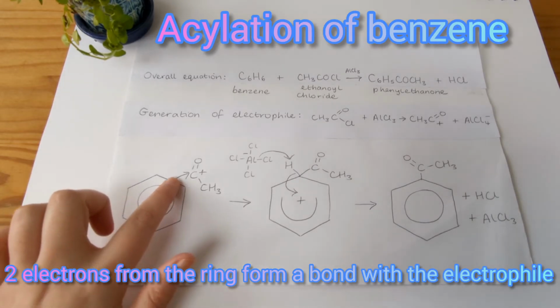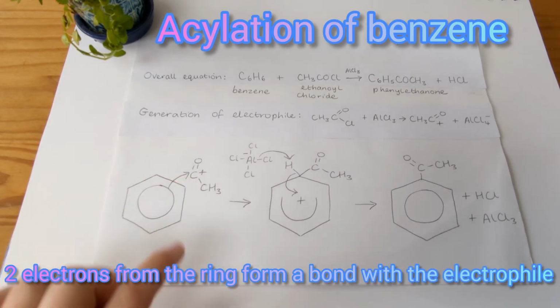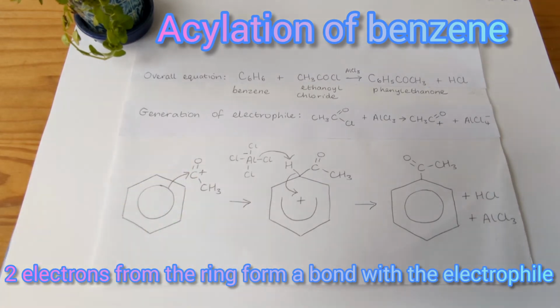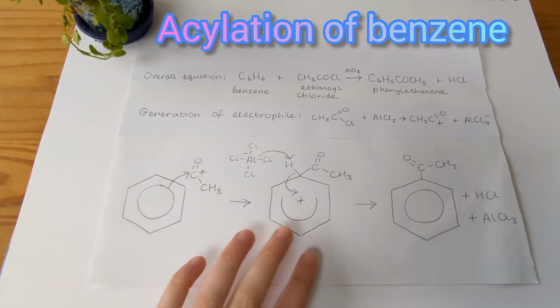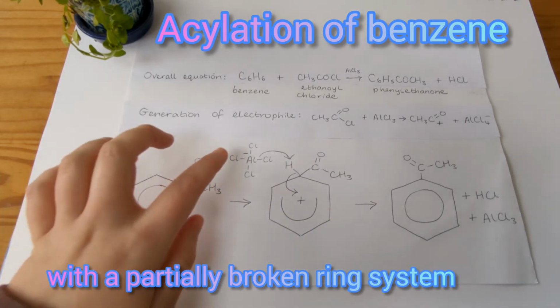So the generation of the electrophile starts the reaction, and two electrons from the benzene ring, this delocalized system, move to form a bond with the carbon of this electrophile, and this results in a positively charged intermediate with a partially broken ring system.